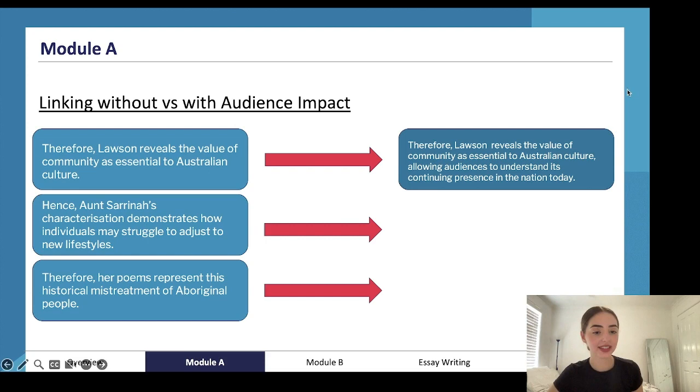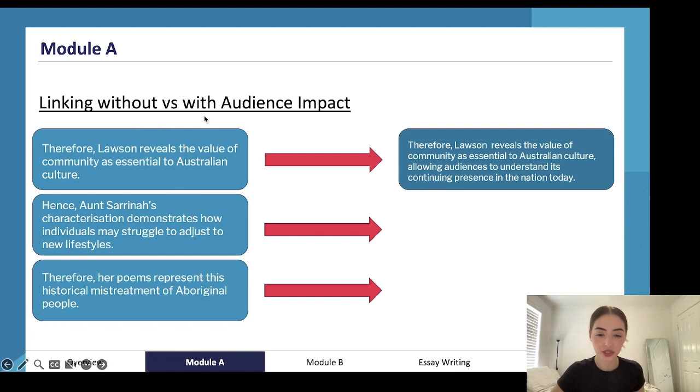Okay, that's an example there of you literally talking about the effect on audiences, whereas this is just about the composer. We do want you to talk about what the composer was trying to say, but again, as I said, we want you to build up towards audience effect, okay? So notice the difference between these two.